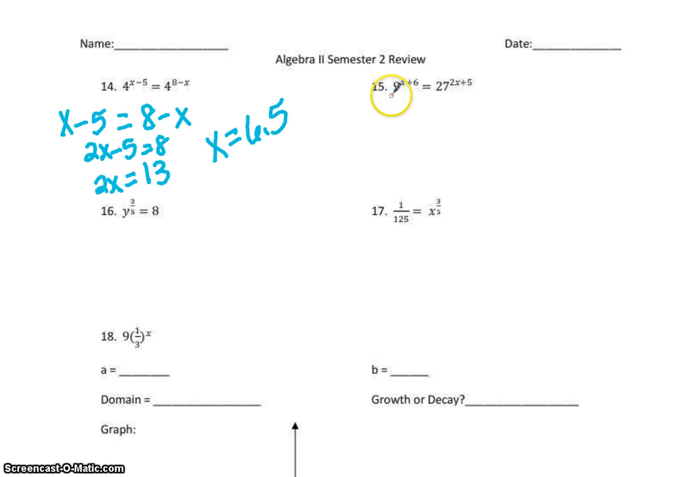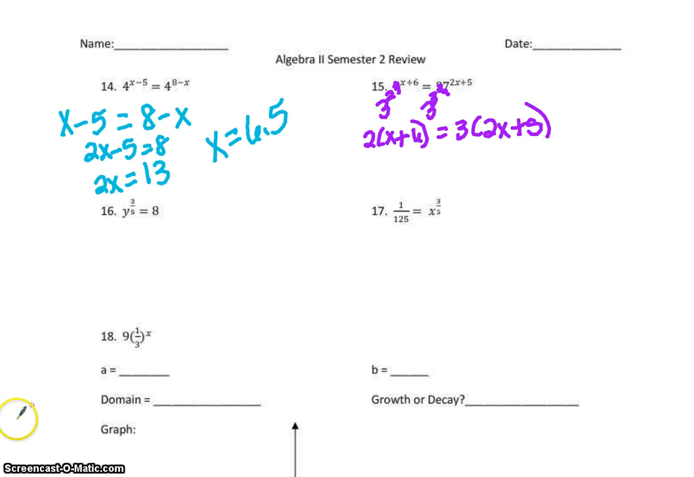15, it's the same thing, except my bases are not the same, so I've got to rewrite my base. So 9 and 27 can be rewritten as 3 squared instead of a 9, and 3 to the third instead of 27. So now you're going to take 2 times x plus 6. 2 times x plus 6 is equal to 3 times 2x plus 5.